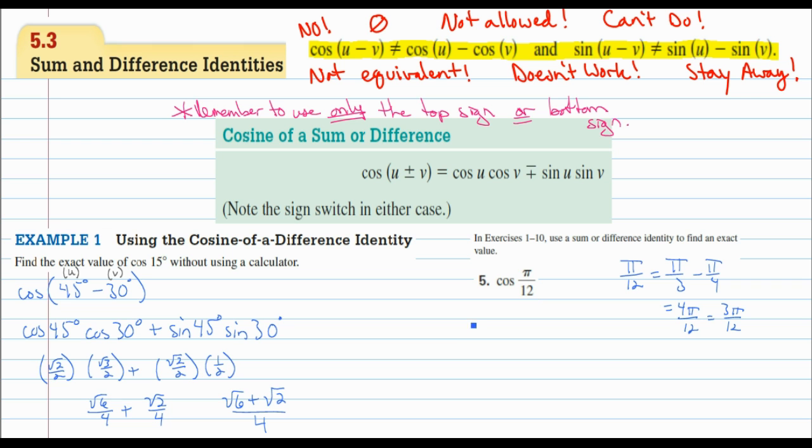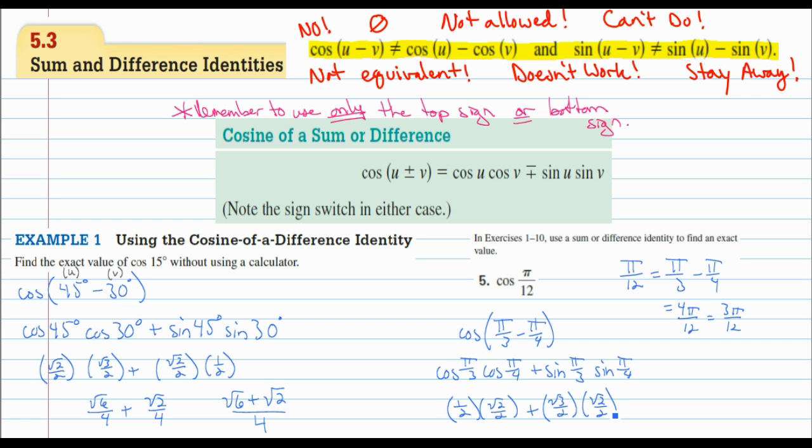So I'm going to change cosine of pi over 12 to be the cosine of pi over 3 minus pi over 4. So the cosine of a difference formula says I take the cosine of pi over 3 times the cosine of pi over 4 plus the sine of pi over 3 times the sine of pi over 4. I know that the cosine of pi over 3 is 1/2, cosine of pi over 4 is square root 2 over 2. Also from my unit circle, I know the sine of pi over 3 is square root 3 over 2, and sine of pi over 4 is square root 2 over 2.